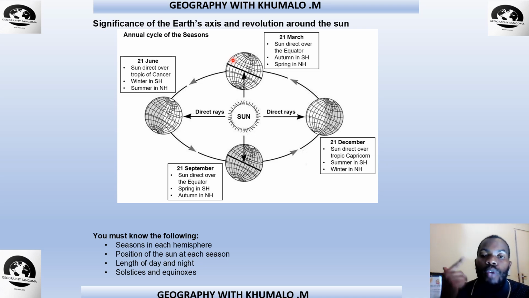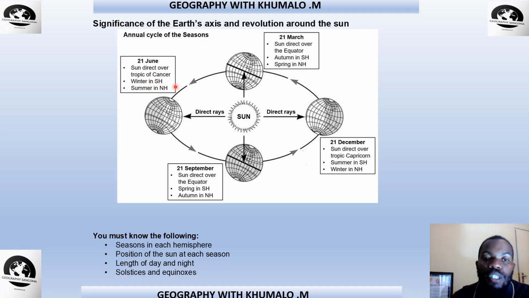Now we are going to understand things like solstices and equinoxes that you learned in term 1. We've got 21 March, the date where the sun is directly over the equator, and this is autumn. It happens when it's autumn in the southern hemisphere while it's spring in the northern hemisphere. 21 June, the sun is directly over the Tropic of Cancer.